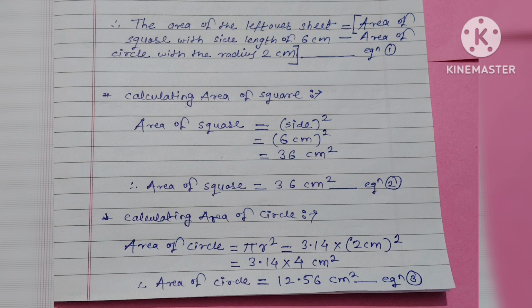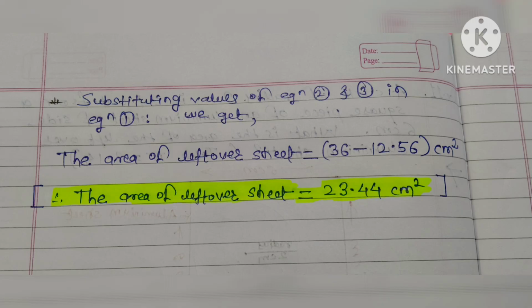Calculating the area of the circle now. Area of the circle is equal to pi r square. Pi value we are taking 3.14 into 2 centimeter whole square. So we'll get 3.14 into 4 centimeter square. So area of the circle, post calculation, we are going to get 12.56 centimeter square, which we are making equation 3. Now substituting the values of equation 2 and 3 in equation 1, we get the area of the leftover sheet is equal to 36 minus 12.56 centimeter square. So finally we are getting the area of the leftover sheet, which will be equal to 23.44 centimeter square.